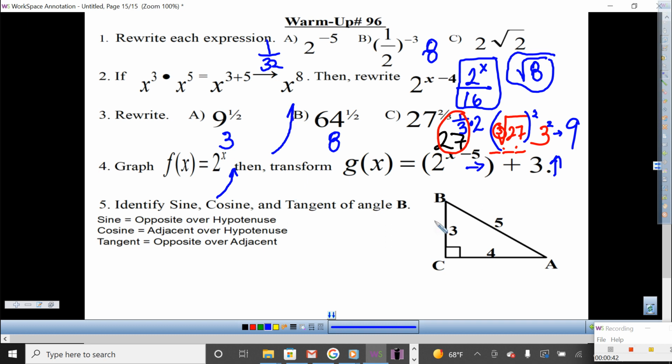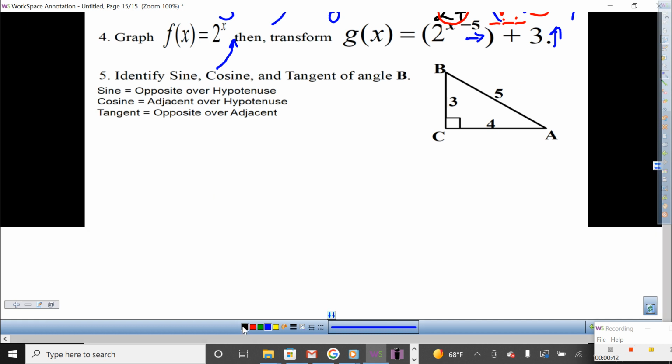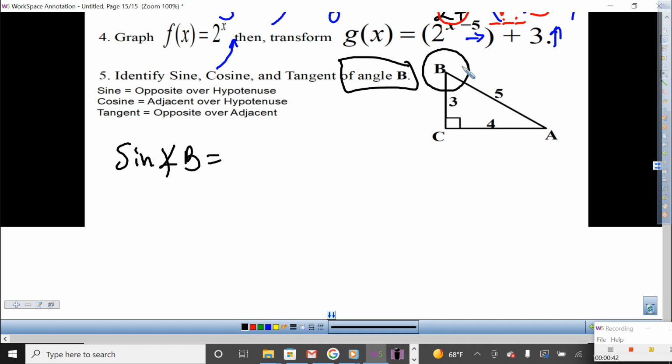All right, and last but not least, our trig functions. Here we go. Sine of angle B. Now the angle changed, so we are going to focus here now. For sine, it's opposite side over hypotenuse. So what is the opposite side of angle B? The opposite side is 4. What is the hypotenuse? 5. And this is 0.8.